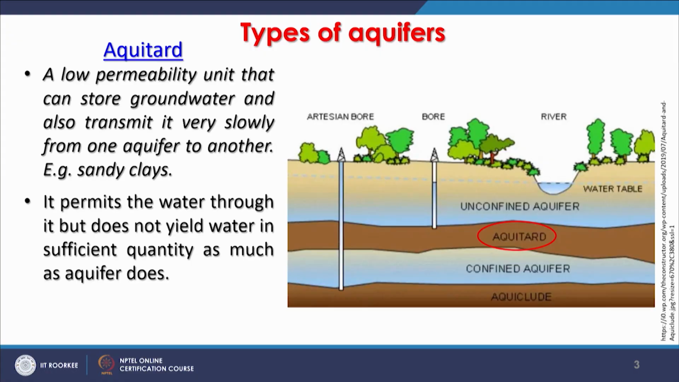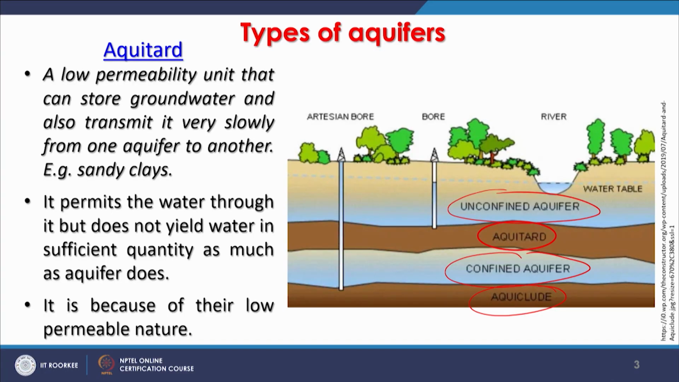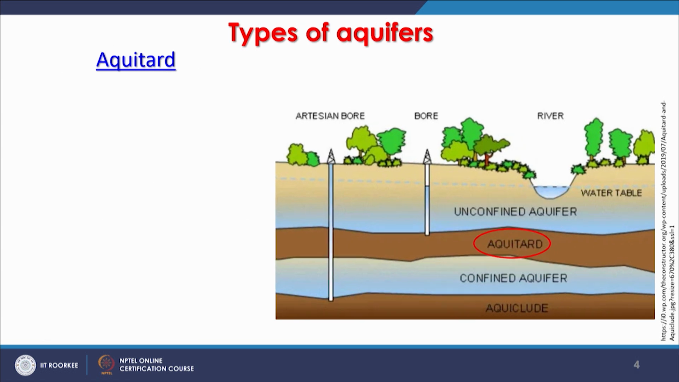So, what we see here is an unconfined aquifer on top, then an Aquitard, then an aquifer, and then again a confined aquifer, then an Aquitard. That means the Aquitard layer is not fully confining, not perfectly impervious. It will allow water to move from one place to another, maybe in the vertical direction and of course in the horizontal direction too. So, in that sense it is not a typical confining layer, and it is because of its low permeable nature that the movement of water is slow.